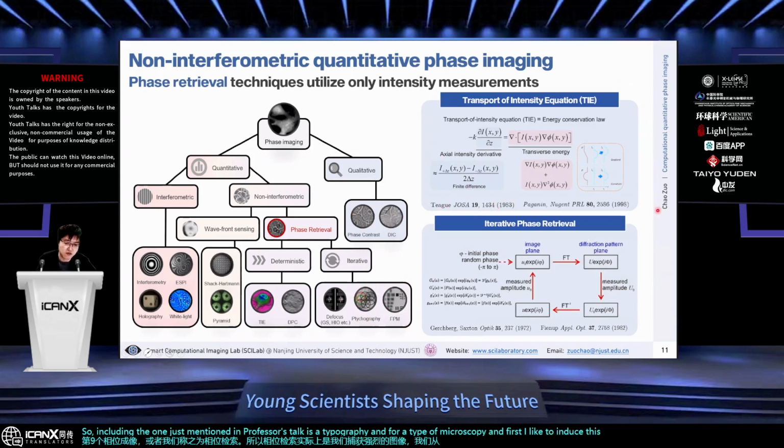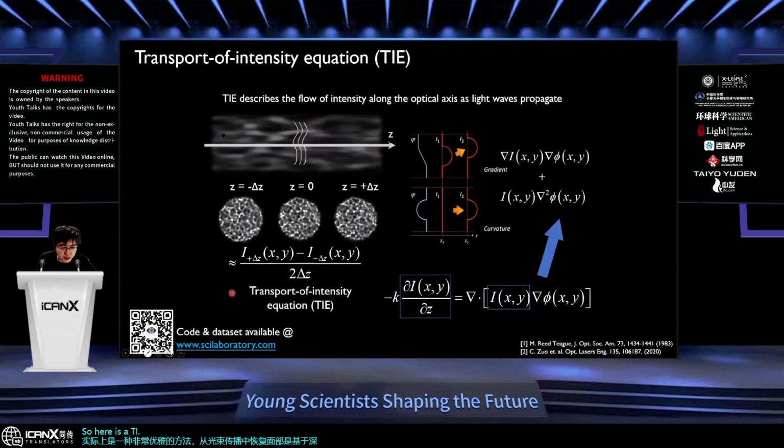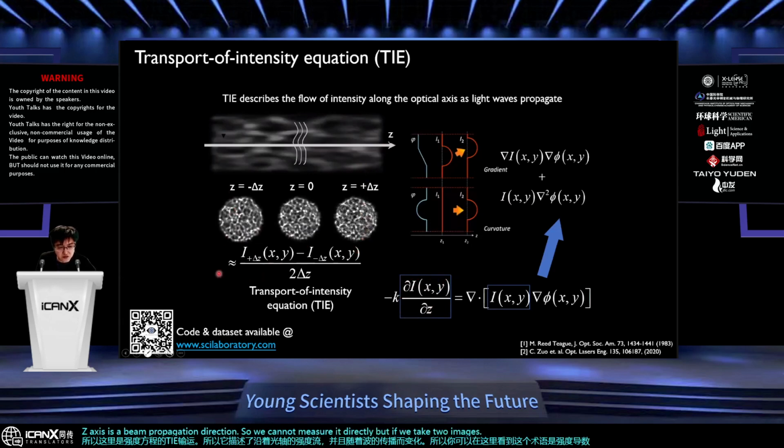It is a very elegant method to recover the phase from beam propagation, based on diffraction variation. Here is the TIE, the transport of intensity equation. It describes the flow of intensity along the optical axis as the wave propagates. This term is the intensity derivative along the Z axis, the beam propagation direction. We cannot measure it directly, but if we take two slightly defocused images, we can use a finite difference formula to approximate this derivative term.